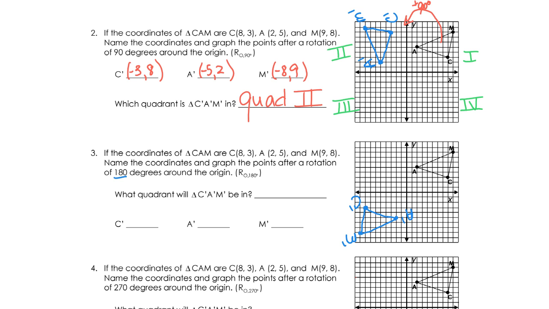And then we're going to turn our paper to the left to turn it back. And you're going to see that the triangle turned once into this quadrant for 90 and then once into this quadrant, which is a grand total of a positive 180-degree rotation. So now it's asking what quadrant will triangle CAM be in? And we can go ahead and say that our triangle is now going to be in quadrant 3.